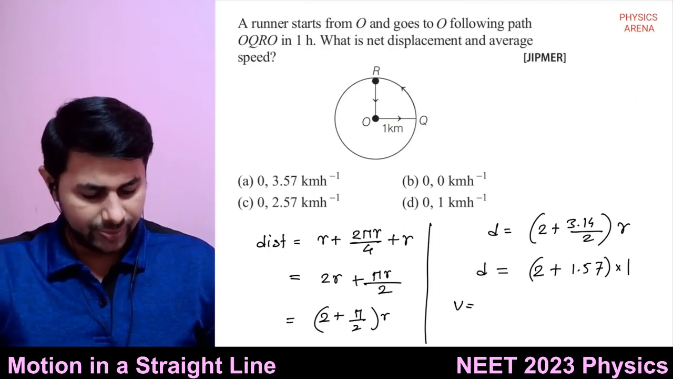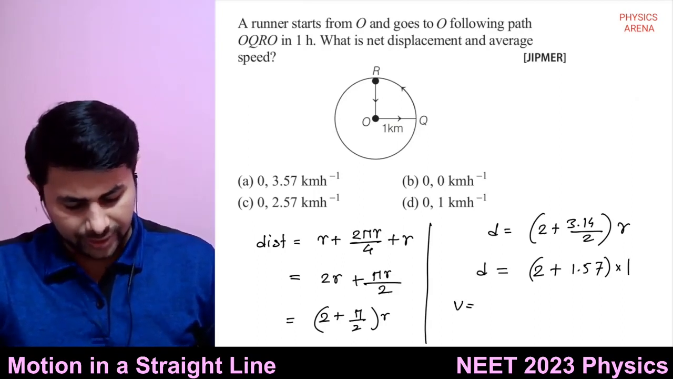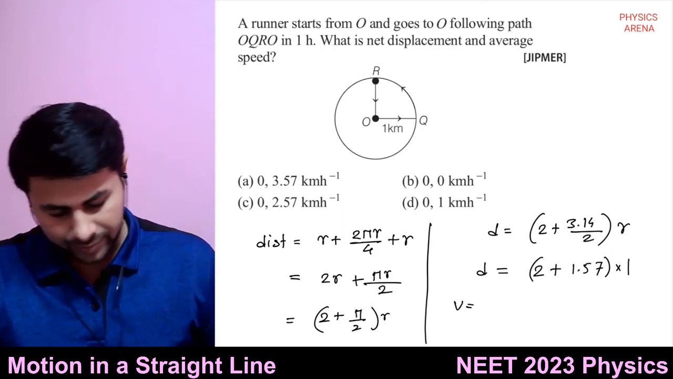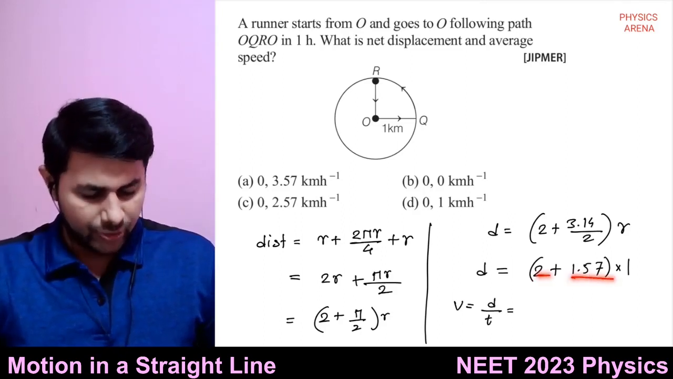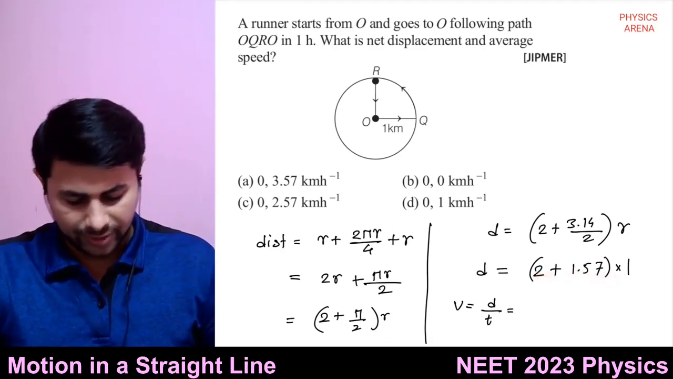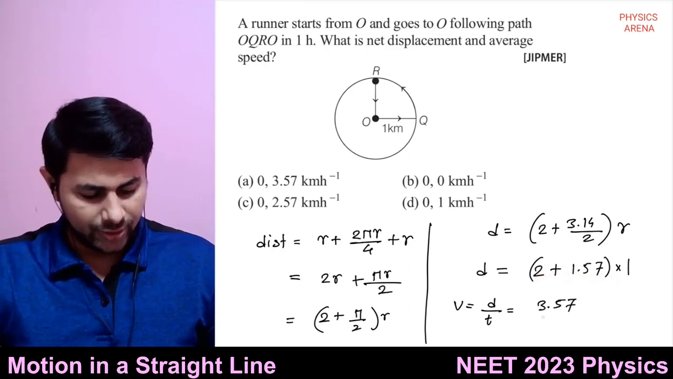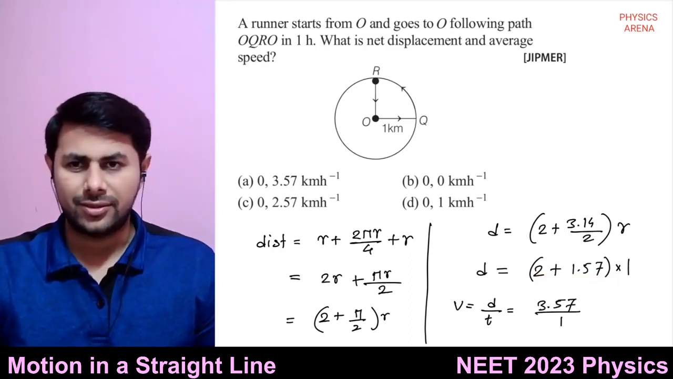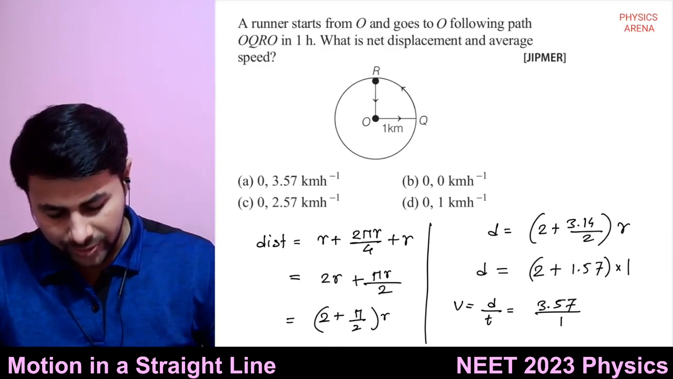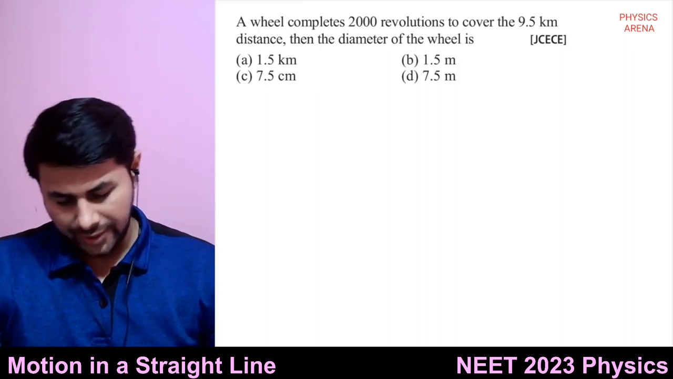And what will be speed? So average speed is distance covered upon time. So d by t. So it is 2 plus 1.57, that is 3.57. So 3.57 upon 1, right? So 3.57 is the answer. So this was a simple question. Next question.